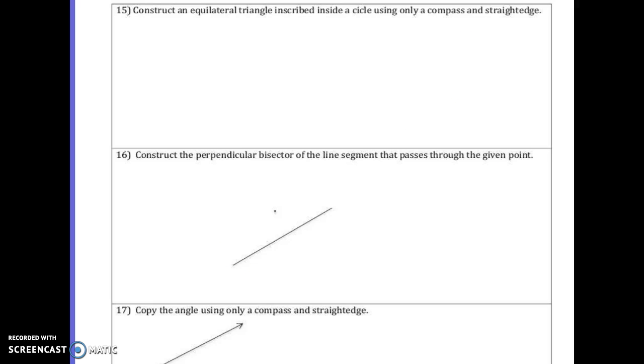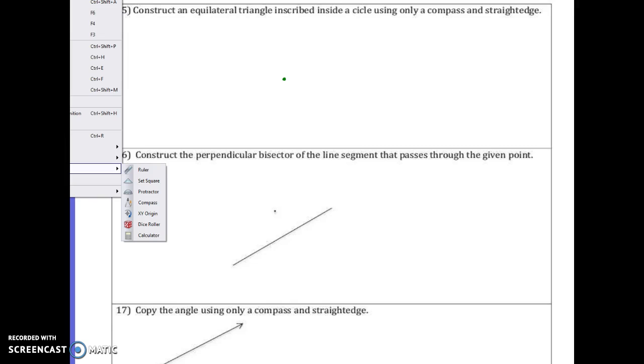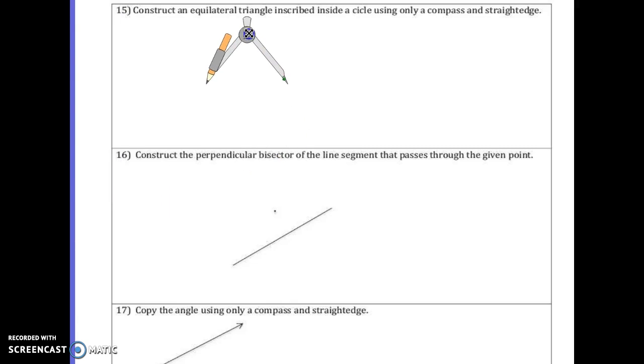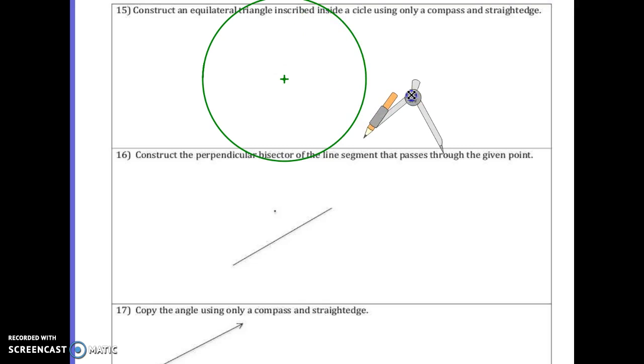Okay, last part is constructions. Construct an equilateral triangle inscribed in a circle using only a compass and straight edge. So the first thing we need is a circle. And I'm going to get this compass back out. So if we draw a circle, what we're going to do is, if we make a hexagon and then we skip every other one, that's going to give us a triangle.